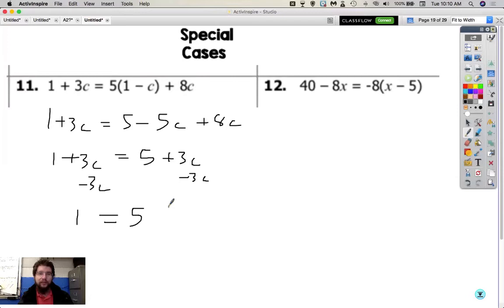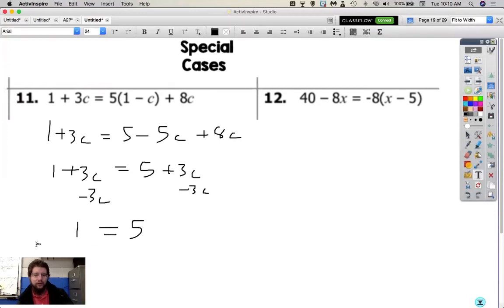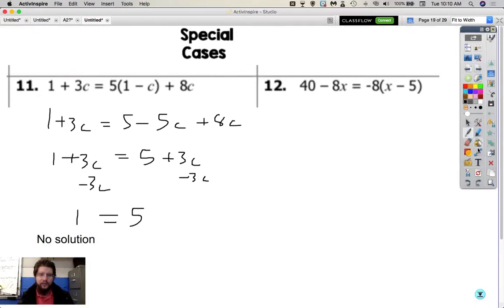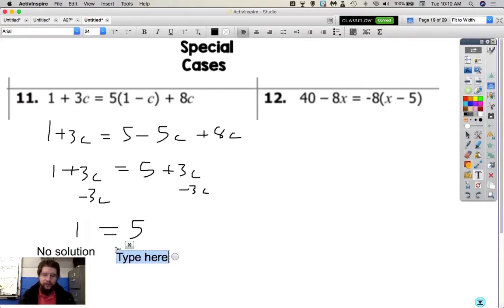Does 1 equal 5? No, it doesn't. So our answer here is no solution. And we can represent that in a few ways. If we're doing set notation, it would be the empty set.